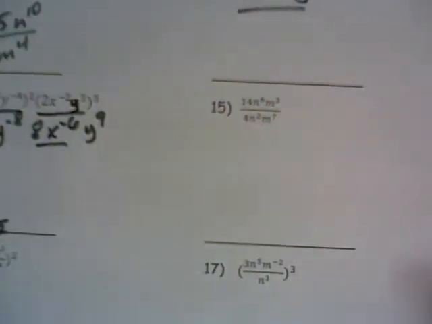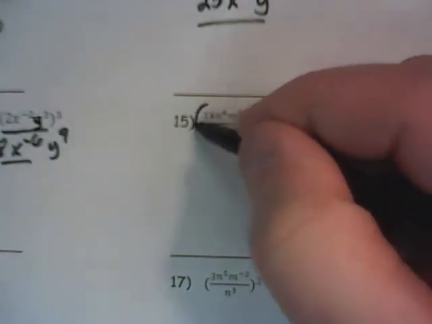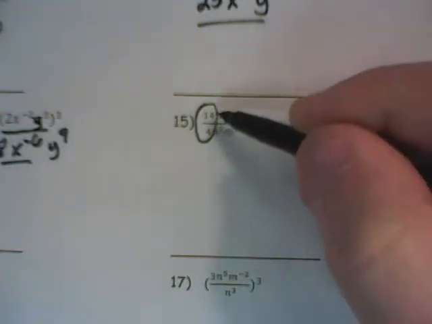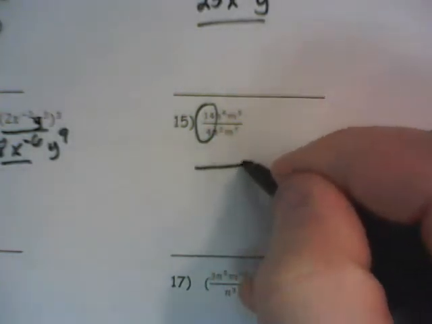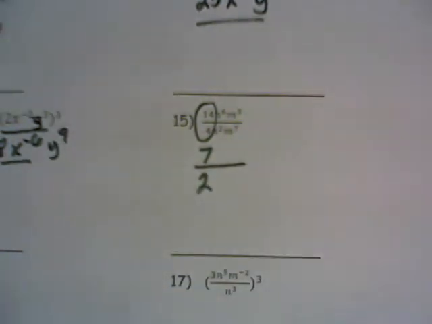We move on to number 15. I'm going to simplify this fraction. So the first thing I'm going to simplify is the 14 over 4. 14 and 4 are both even numbers. I can divide them both by 2. If I divide both those numbers by 2, I'm going to get 7 over 2. So 14 over 4 simplifies to 7 over 2.